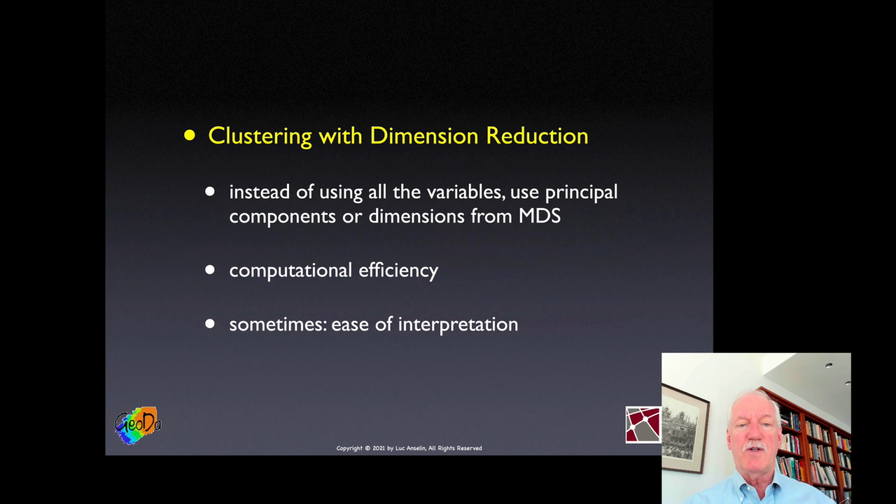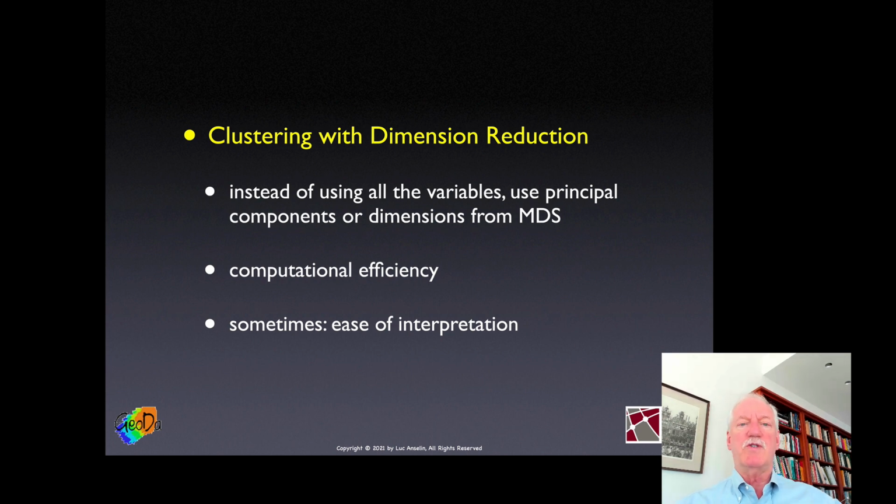And then we can also cluster on the results of a dimension reduction. In fact, oftentimes this is more practical than dealing with a very large number of observations. I mean, that's the whole point of dimension reduction. So instead of, say, carrying out a cluster analysis on 50 variables, you reduce the 50 variables into 5 principal components and then carry out the cluster analysis on the 5 principal components.